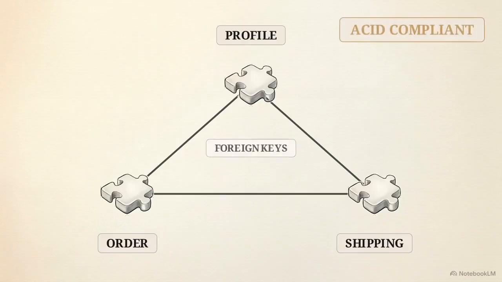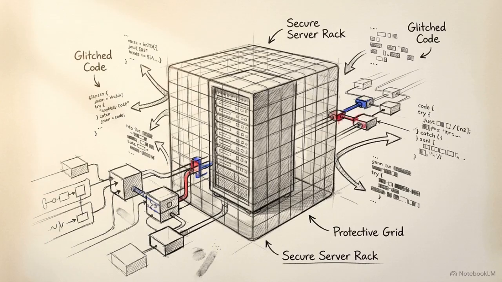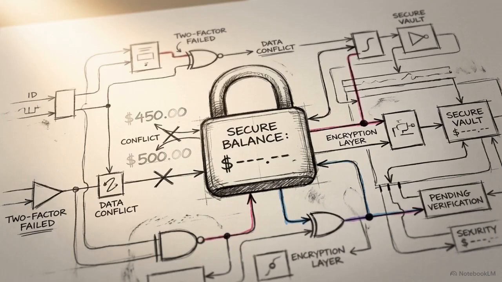This rigid structure guarantees ACID compliance. An update made in one location instantly and safely updates the whole system. By ensuring no duplicate records exist, normalization protects businesses from anomalies. For example, it prevents a bank account from showing two different balances in the same database.